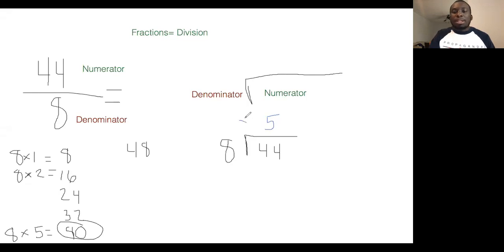Now I'm going to multiply on the top. 5 times 8 is 40. I put it on the top, multiply on the top, subtract. I'm going to subtract. 44 minus 40 is 4. And I am done. I'm going to leave it like this.